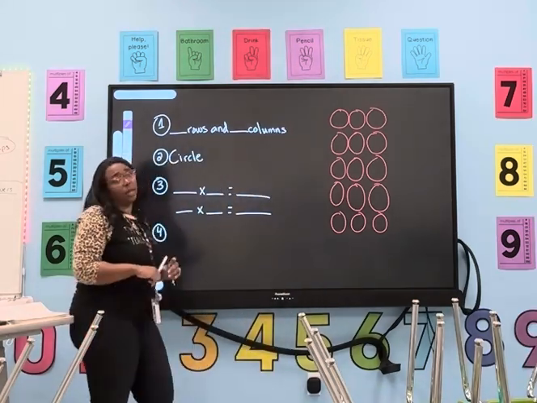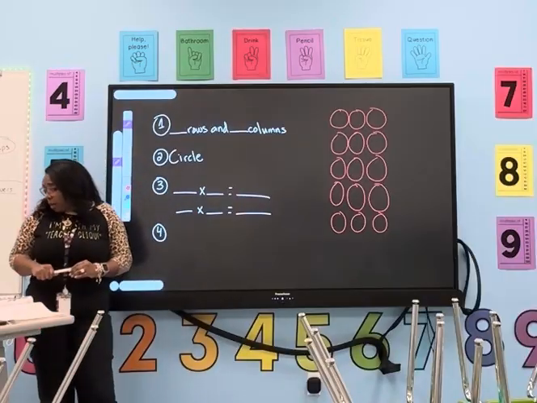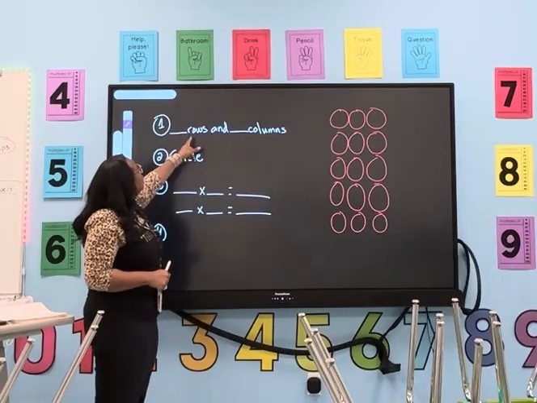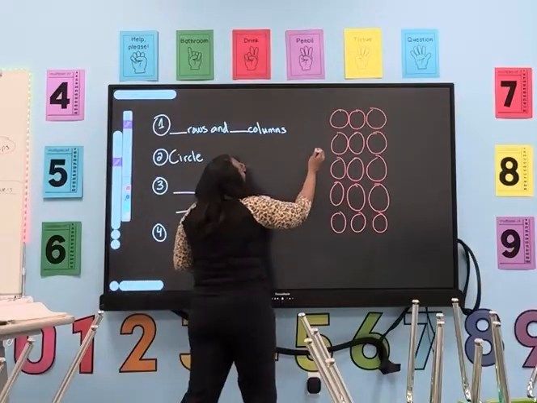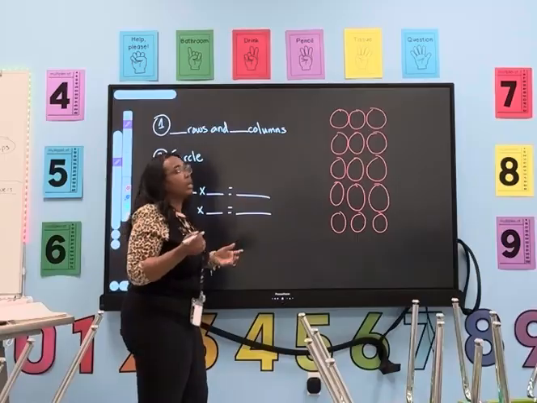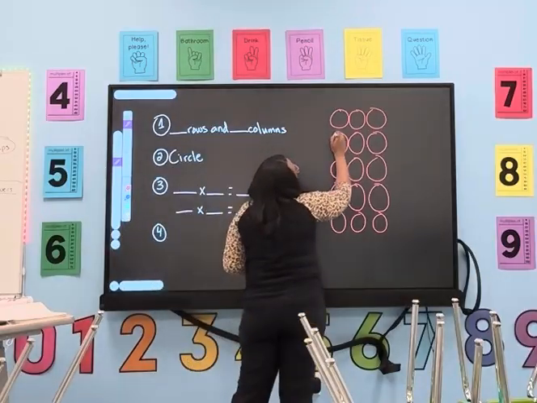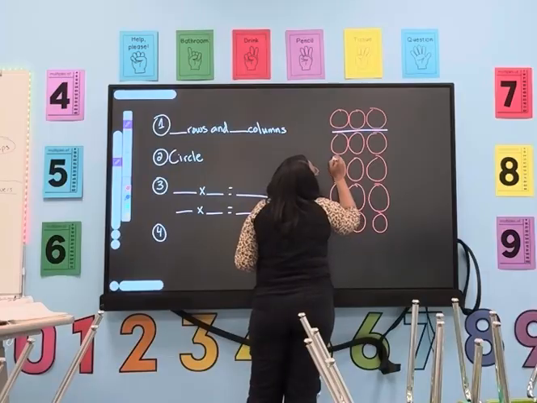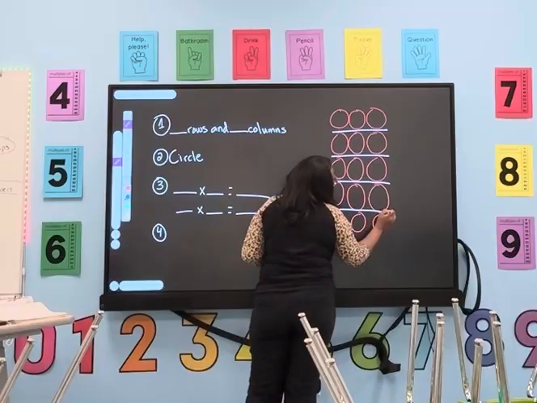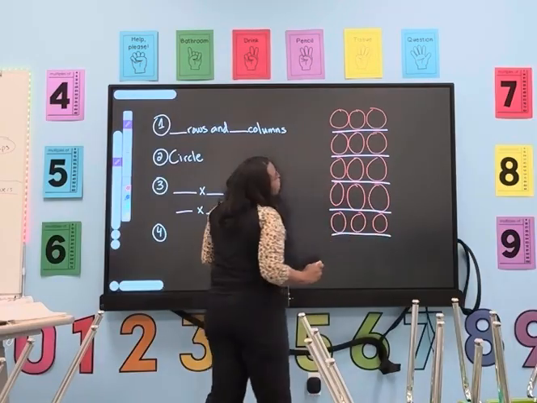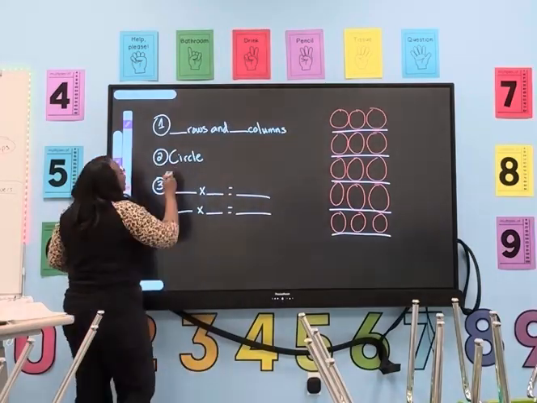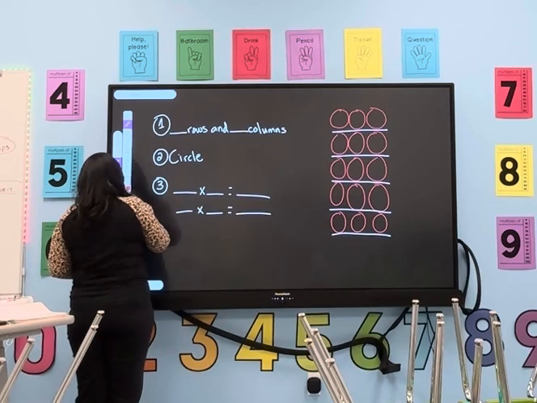So we go to number 1. They ask us, how many rows and columns? I tell the kids an easy way to know what rows are: you can underline them. So I have 1 row, 2 rows, 3 rows, 4 rows, 5 rows. I have 5 rows, so I'm going to put 5 on the line.